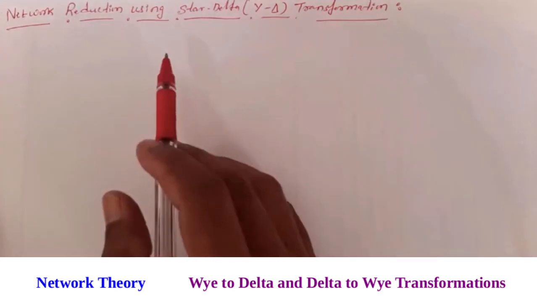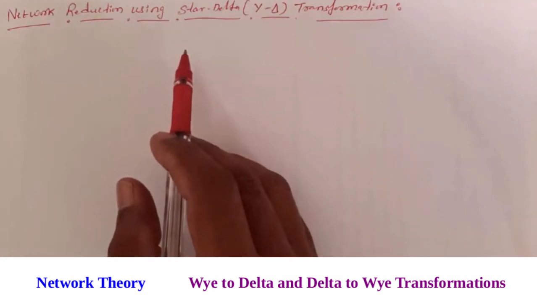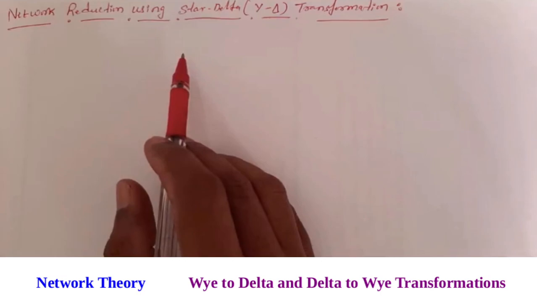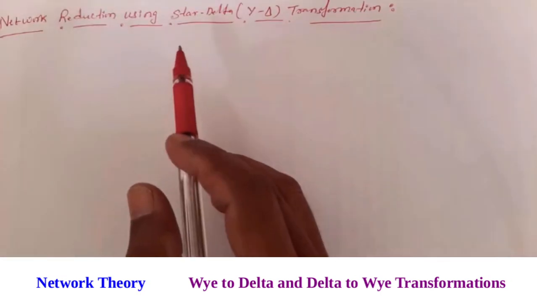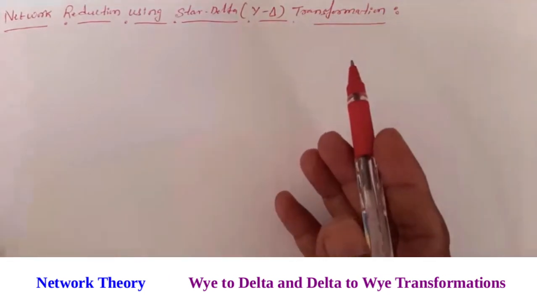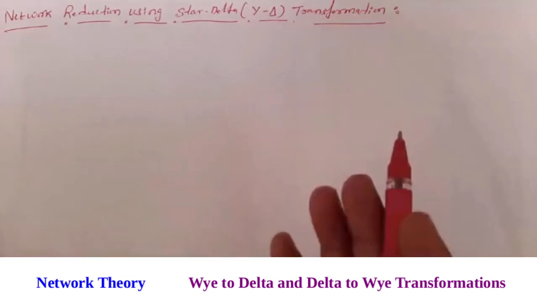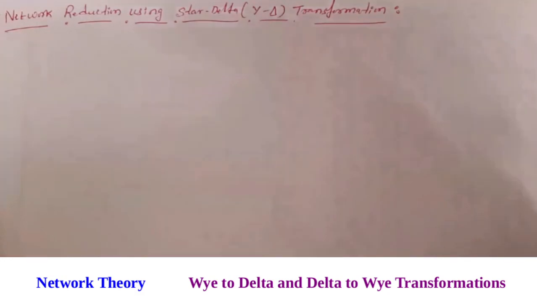This type of reduction technique we adopt whenever there are no sources in parallel or series with a resistor. Let us consider the total network consists of many resistors, having one or two voltage sources, but to reduce that network, those voltage sources may not help us. In such situations, we'll go for network reduction techniques using star delta transformation.